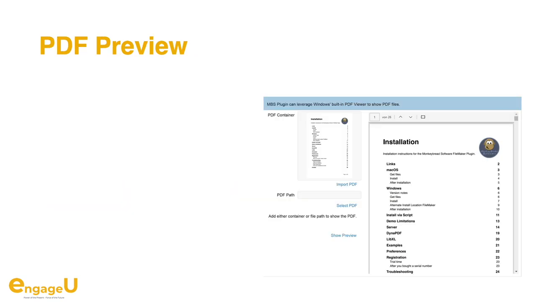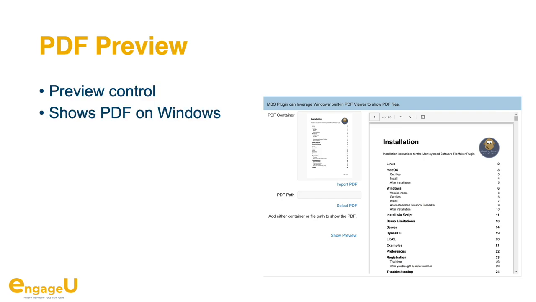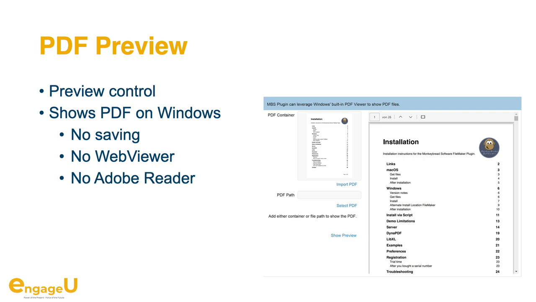But since Microsoft provides a little bit of PDF support, we also get the preview control, which allows you to show a PDF on Windows. And I also made a version of the preview control for macOS, so we can also show a PDF there. And you have a possibility to show a PDF on both platforms without the user being able to save the PDF. There's no toolbar to save a PDF or print it. You don't need a web viewer for this, and you don't need an Adobe Reader. There's no plugin involved from a PDF viewer. So you can show a PDF to the user without them making a copy. And on macOS, it can also show other file types like an Excel document or a Word file, because it's a Quick Look preview control.